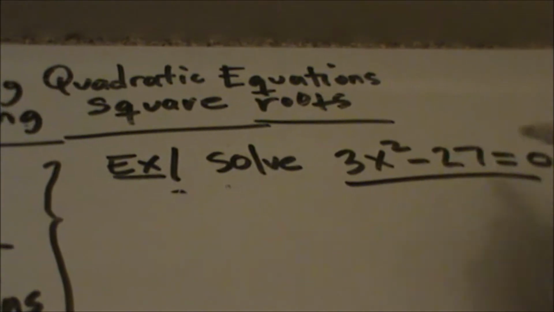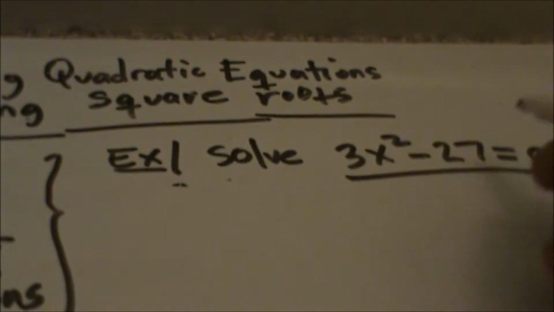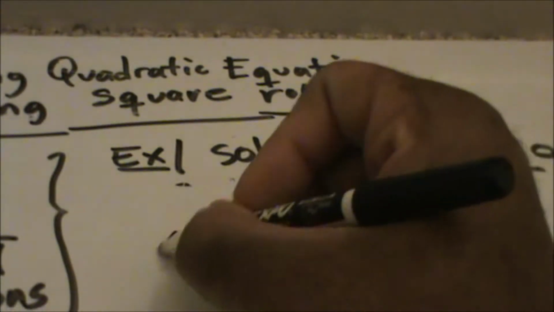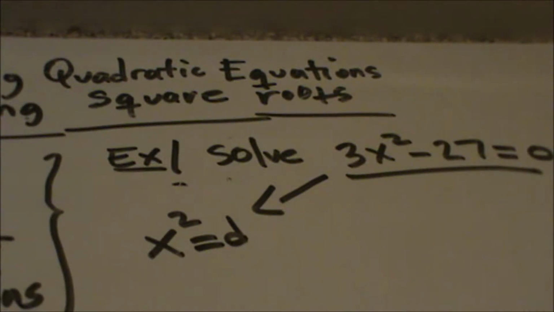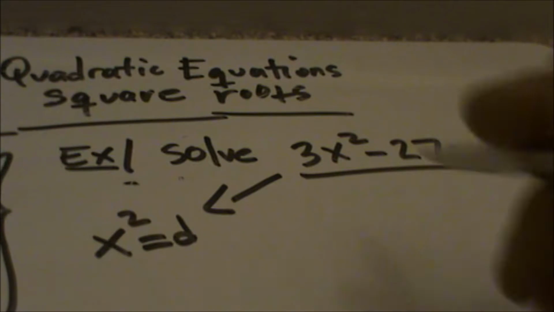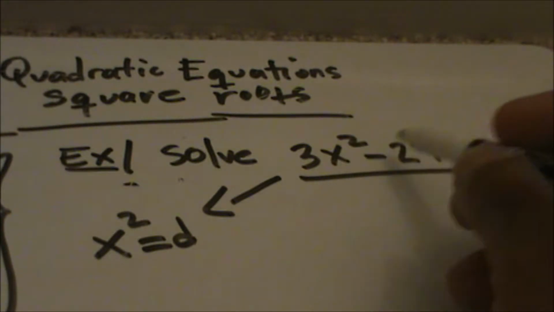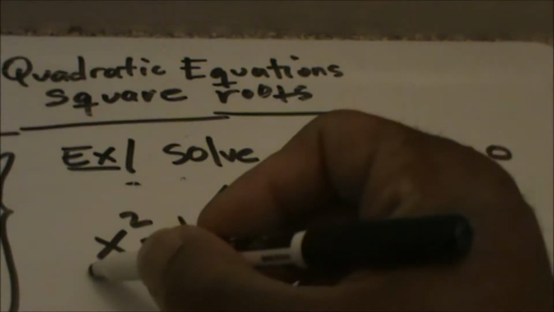We have to make 3x squared minus 27 look like x squared equals d in that format, so that we can take the square root on both sides. So it has to be in that form. And then we have to test it to see if the d value is greater than 0. So how do I get 3x squared minus 27 equals 0 to look like this?